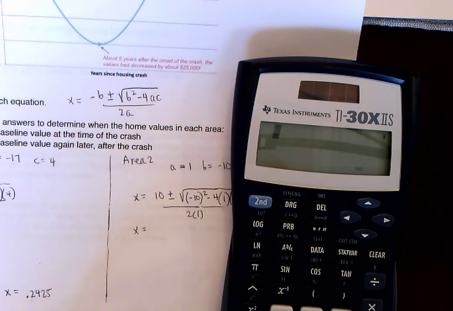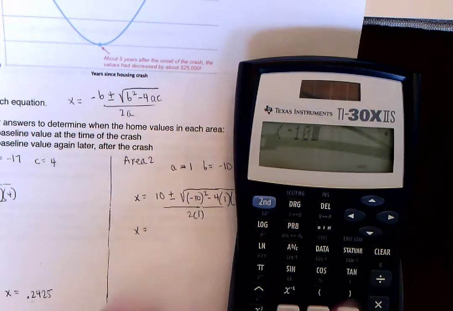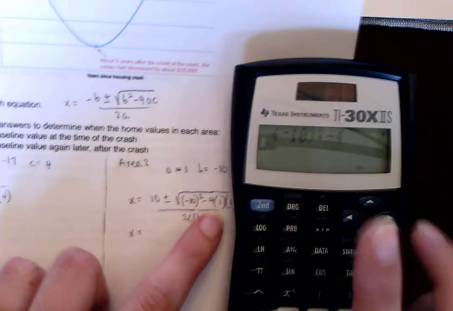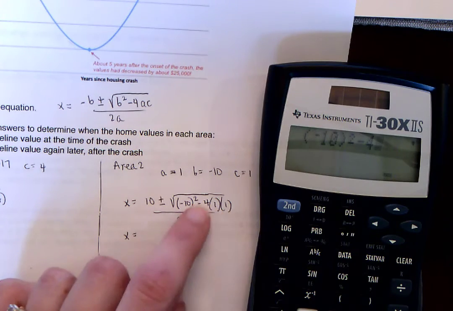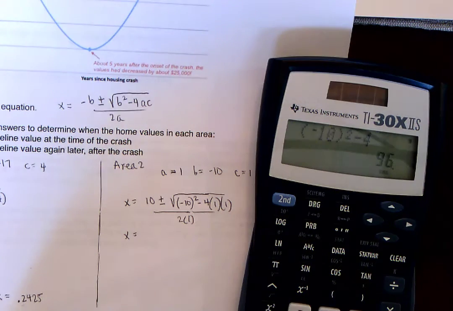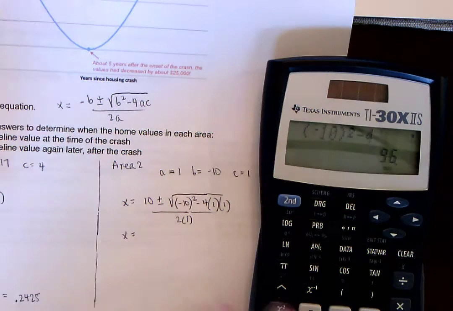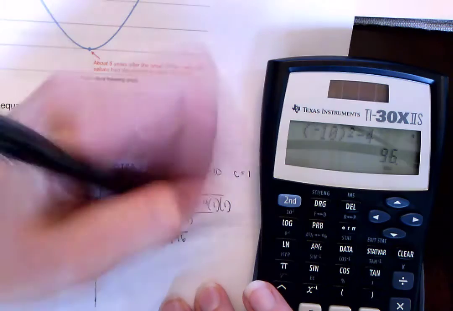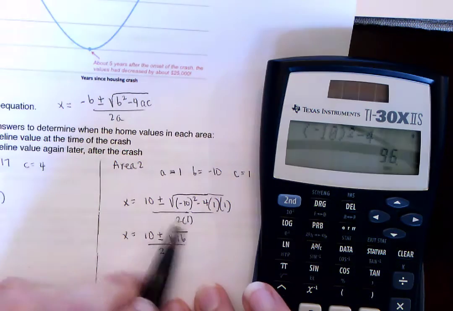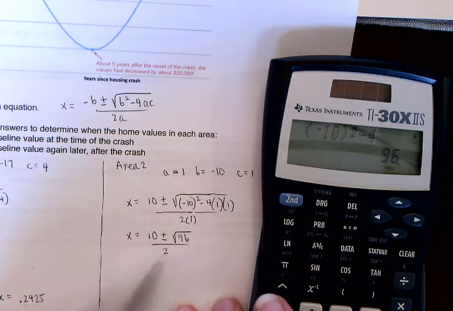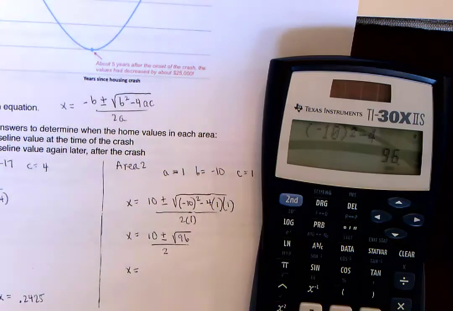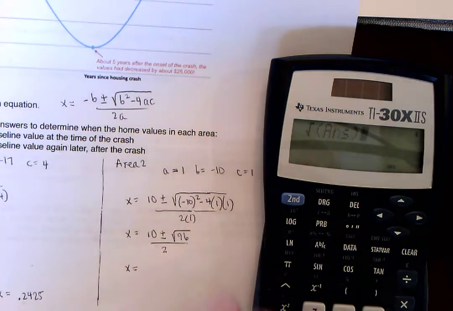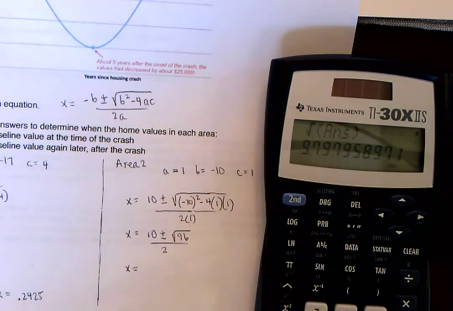So clear this out. So -10 squared minus 4, pretty much 4, because 4 times 1 times 1 is just 4. So that's 96. And so I'm going to write 10 plus or minus the square root of 96 over 2 times 1 is 2. So I'm just going to put a 2 there. And now I'm going to figure out what's the square root of 96. So 9.8.